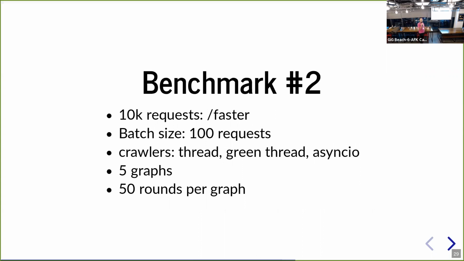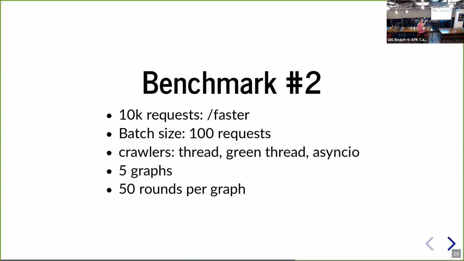And now you make a better benchmark. You will now make 10,000 requests to this endpoint. The batch size is 100 requests. What is the batch size? You make these calls in parallel. And then you will show the results for threads, green threads, and async.io. Why will you remove multiprocessing here? Because in the first example it is the slowest.